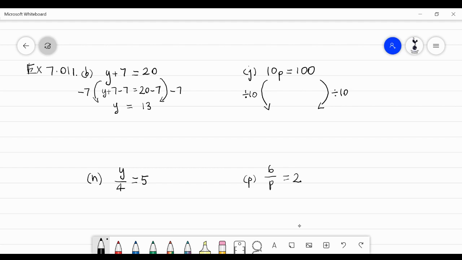So we've got 10p divided by 10 is equal to 100 divided by 10, which leads us to 10p divided by 10 is obviously p, is equal to 100 divided by 10 is 10. Okay, the answer is p equals 10.